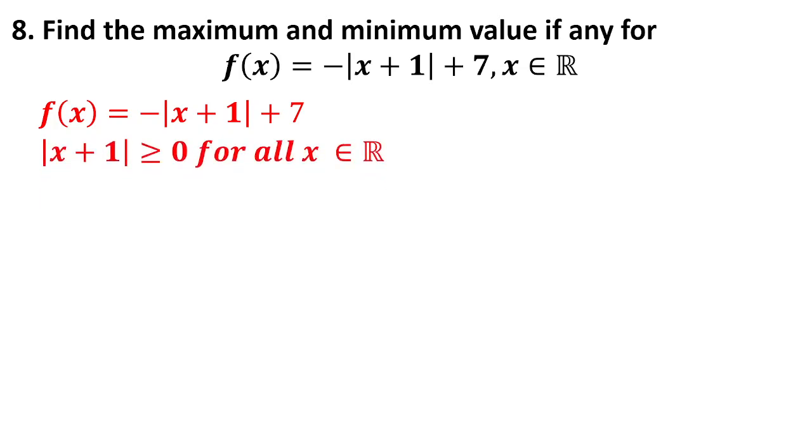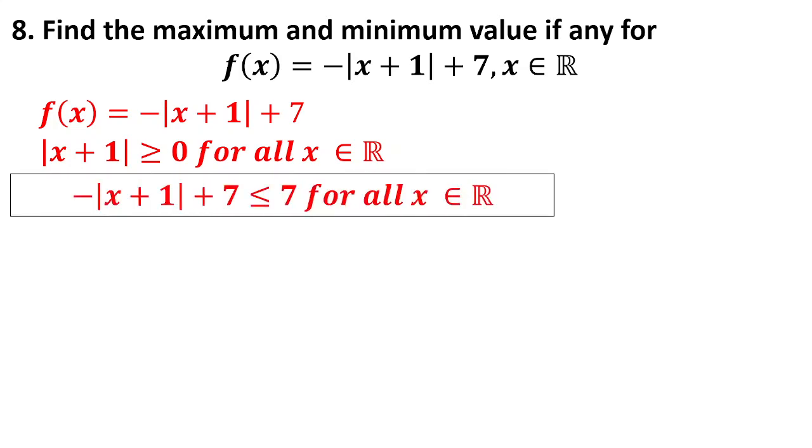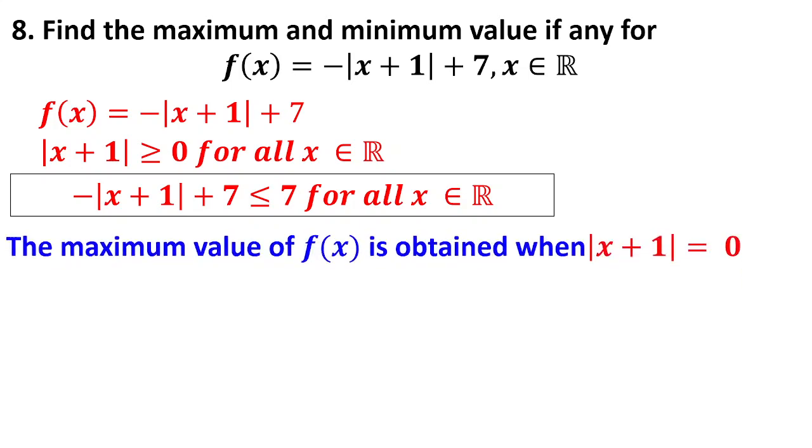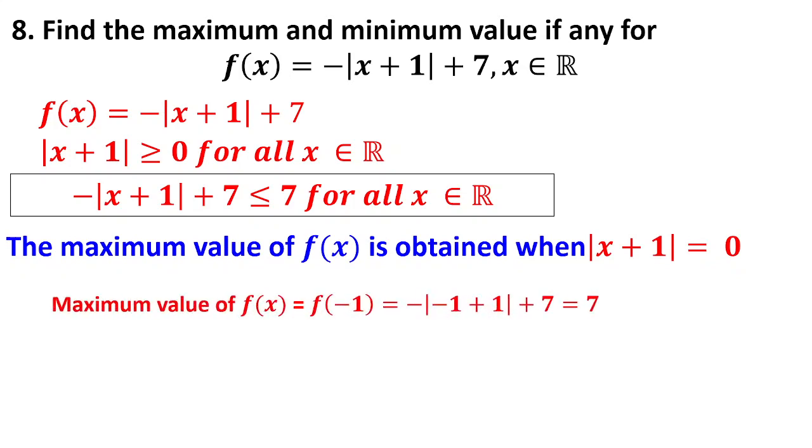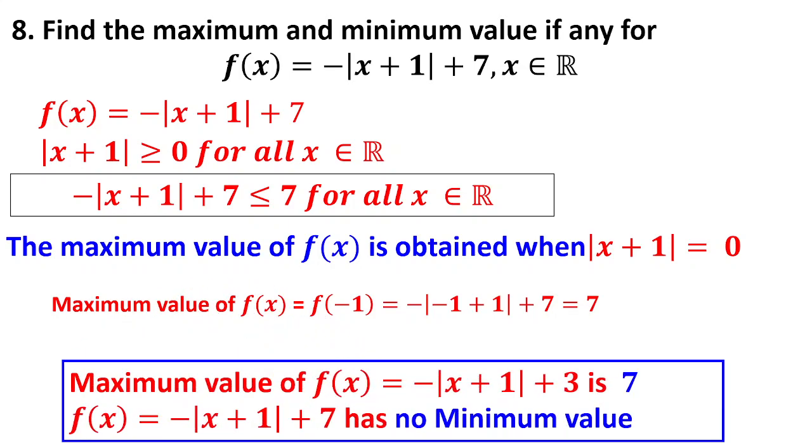Now, you have been given minus mod x plus 1, but when you do it, it will become less than or equal to 0. When I add 7 on both sides of the inequality, minus mod x plus 1 plus 7 is less than or equal to 7. What is the meaning of less than or equal to 7? You can have at most 7. Therefore, the maximum value is obtained when x plus 1 is 0. Therefore, the maximum value is 7. But the minimum value you are not able to tell. It is going to minus infinity. Therefore, there is no minimum value.